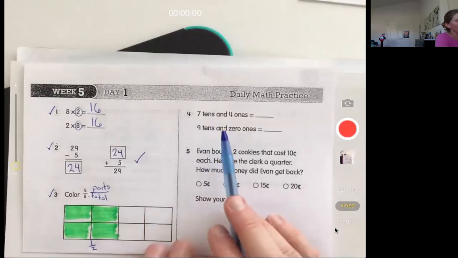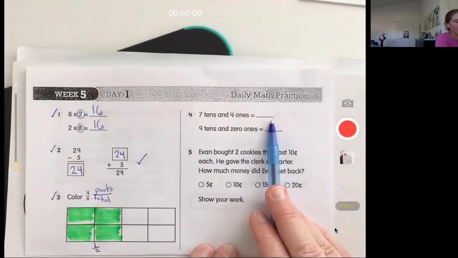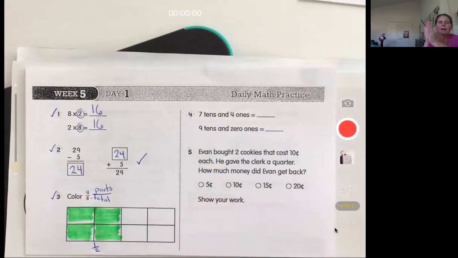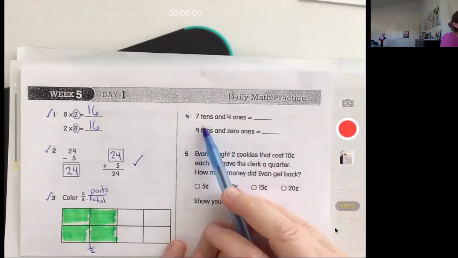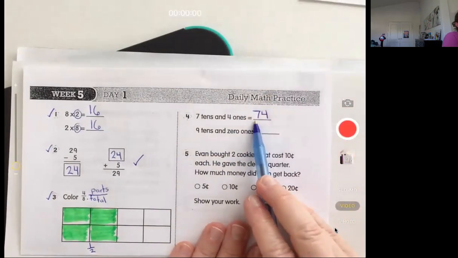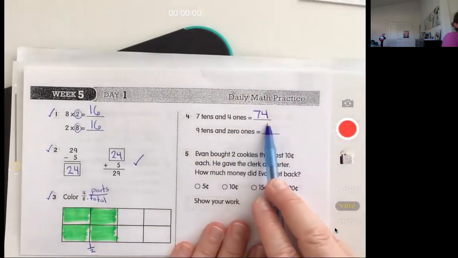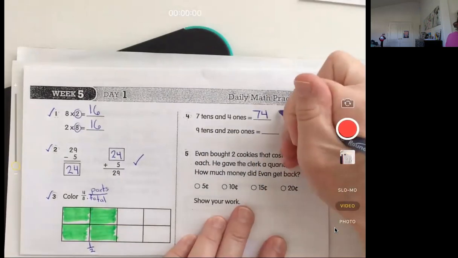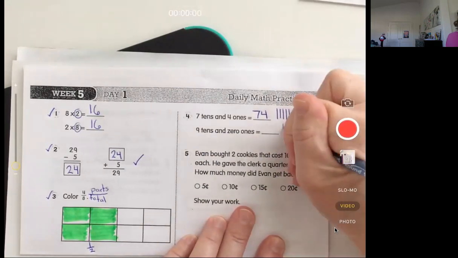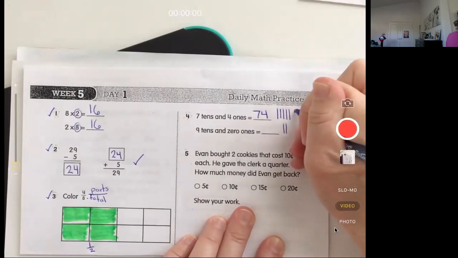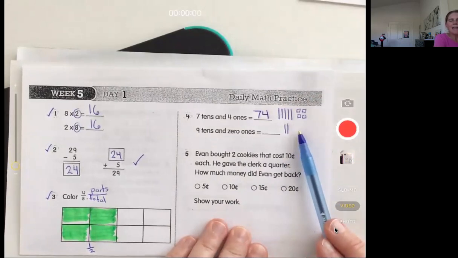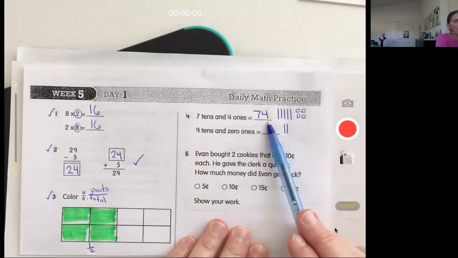For number 4, we're going to write the number in standard form. That means we're going to take the tens and the ones, put them together, and make the number. If I have 7 tens and 4 ones, this is my tens place, this is my ones place. It makes 74. Maybe you were thinking of the picture, 1, 2, 3, 4, 5, 6, 7, and 1, 2, 3, 4. So that's how I could use my base 10 blocks to draw it and then figure out my number.